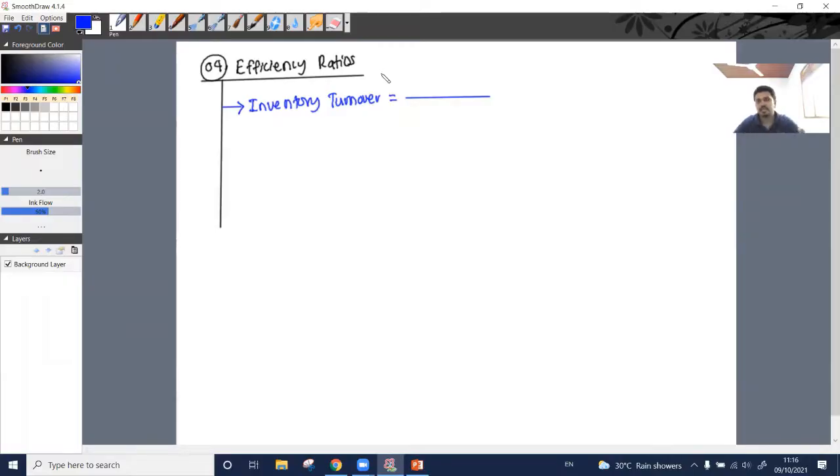Assume we purchase a stock, then we sell it again, we purchase a stock, we sell it, we purchase a stock, we sell it. Likewise, how many times within the given period, we are considering it for a year, within the year how many times our inventory has been sold, right?